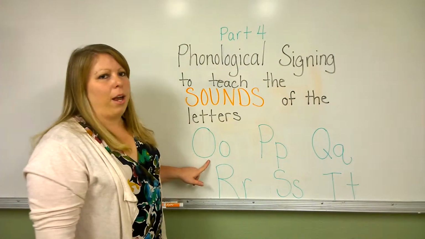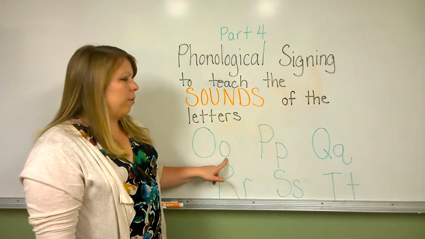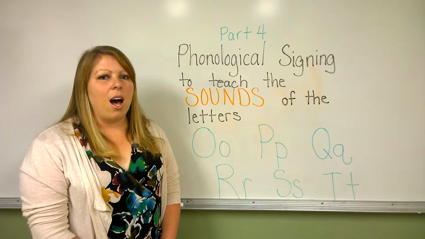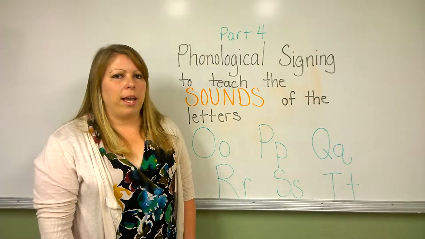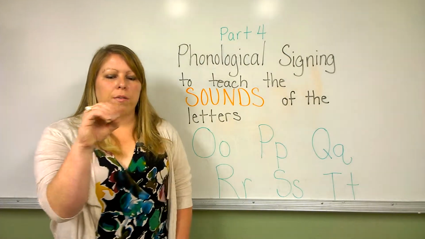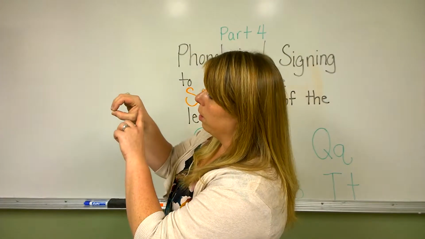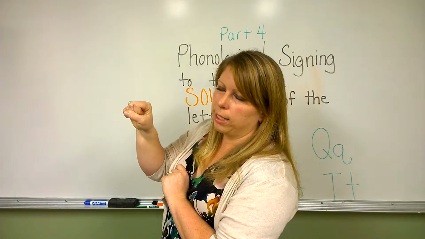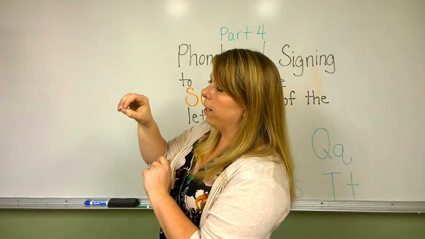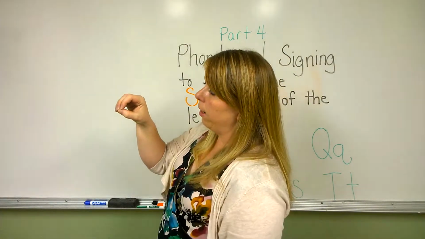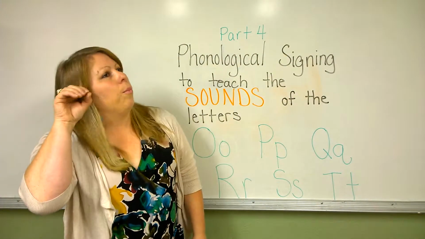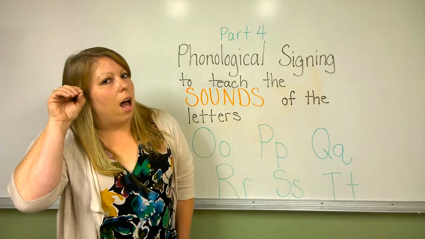This is the letter O, the capital O and the lowercase o. The sound for the letter O is ah. The sign for the letter O is made by making your fingers into a circle. It's important to not let children make the entire fist because that would be for a different sign. So you put your fingers in a circle with thumb touching fingers. You put the thumb and the fingers towards your body, near your ear, and say ah.